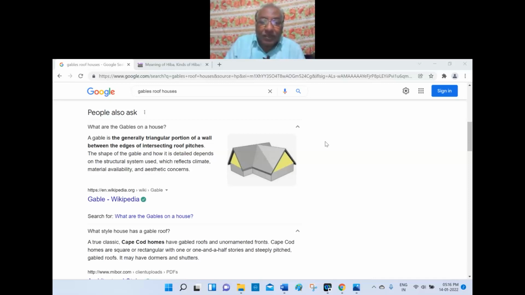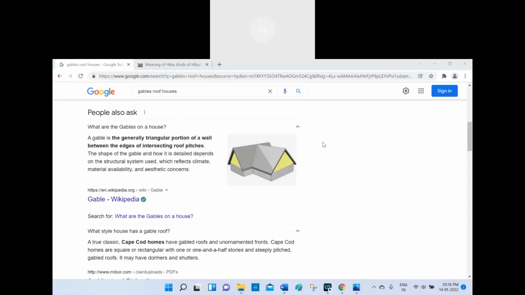Read what is given. What are the gables on a house? A gable is generally the triangular portion of a wall between the edges of intersecting roof pitches. The shape of the gable and how it is detailed depends on the structural system used, which reflects climate, material availability, and aesthetic concerns. Mostly the gabled houses are in areas where the snow falls.